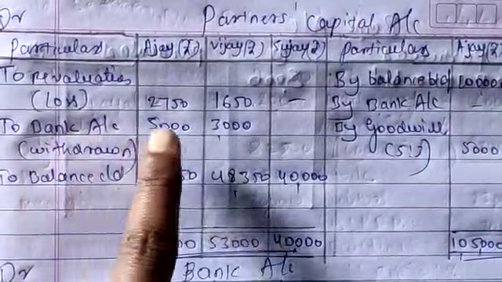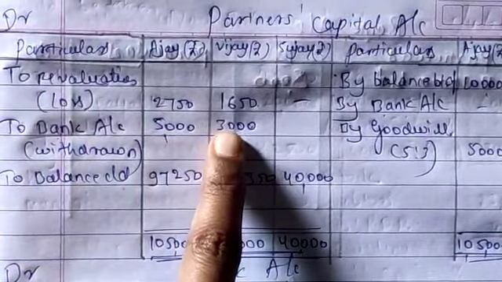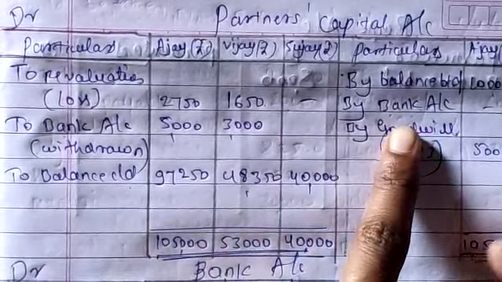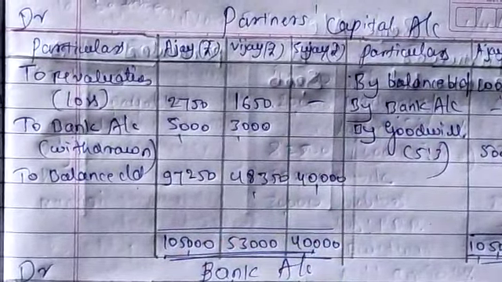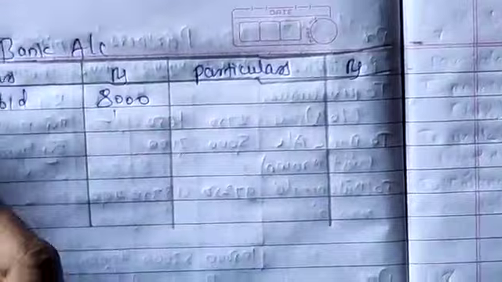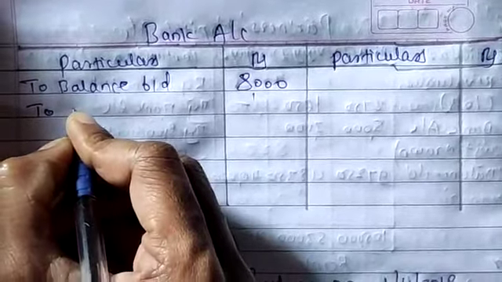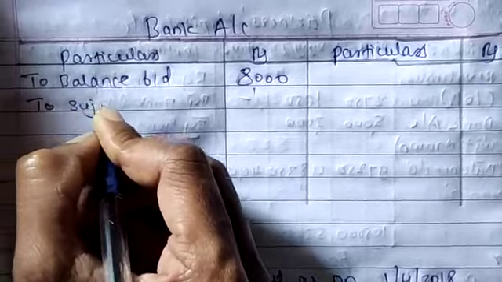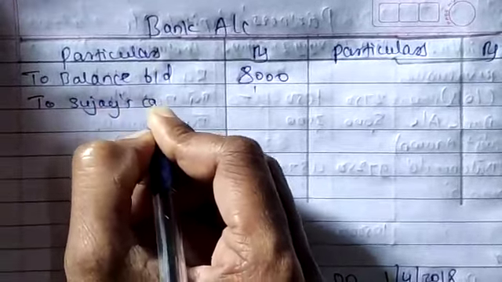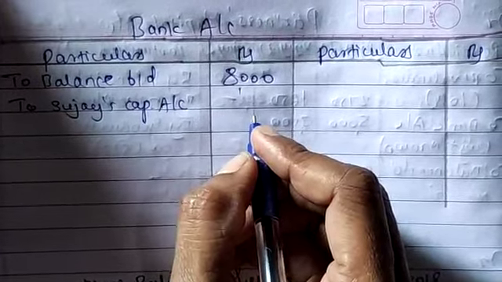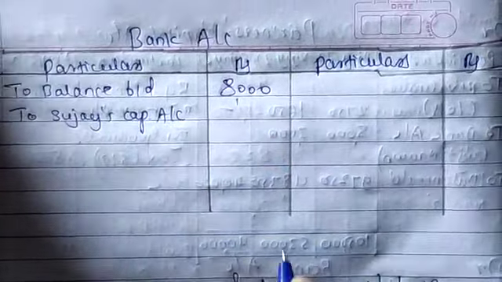Here, in the bank account, Ajay's capital and Vijay's capital are on the credit side, and Sujay's capital is on the debit side. Like this, you have to take the postings. First, Sujay's capital account. How much did Sujay bring here? 40,000.